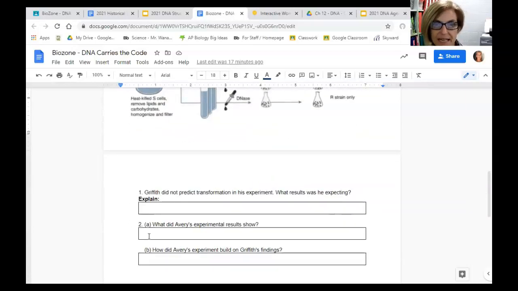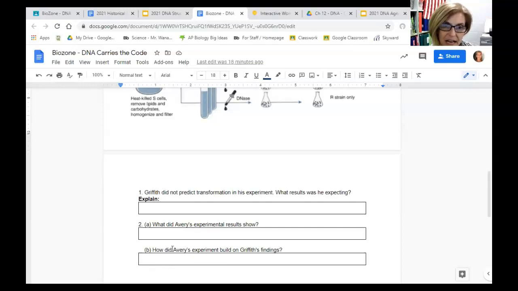So Griffith was not expecting transformation to happen. He was expecting that when he combined the R and the S strain, after he had heat killed the S strain, that would take away its deadly component. So he was kind of surprised that there was transformation. He was expecting the R plus S to create a living strain that did not kill the mice. Avery's experiment concluded that DNA was the transforming factor.